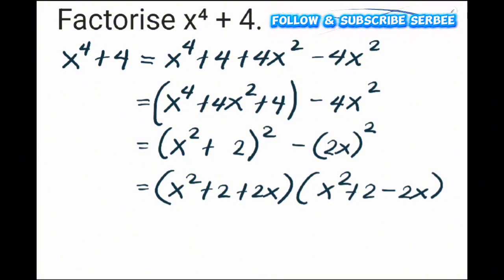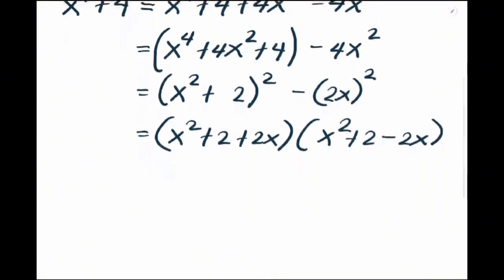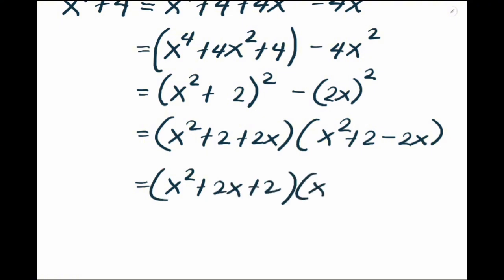Okay? Now, we can rearrange the terms. We have x squared plus 2x plus 2 multiplied by x squared minus 2x plus 2. So the factorization of x to the fourth plus 4 is x squared plus 2x plus 2 times x squared minus 2x plus 2. So the reason this works is because we created a pattern, right?